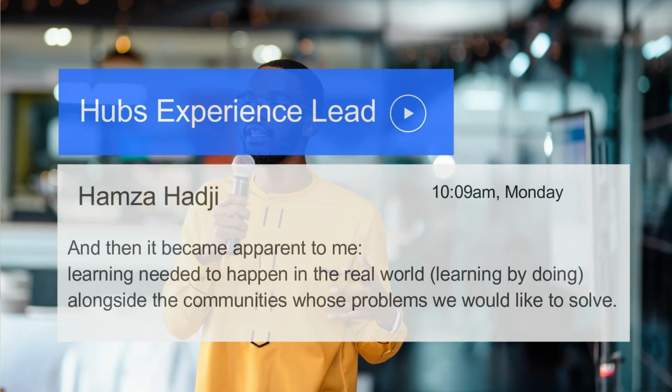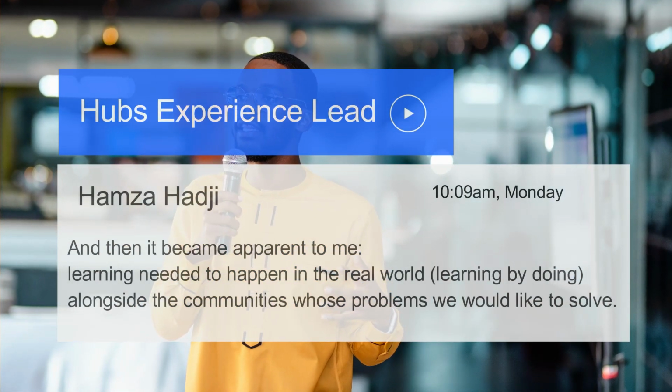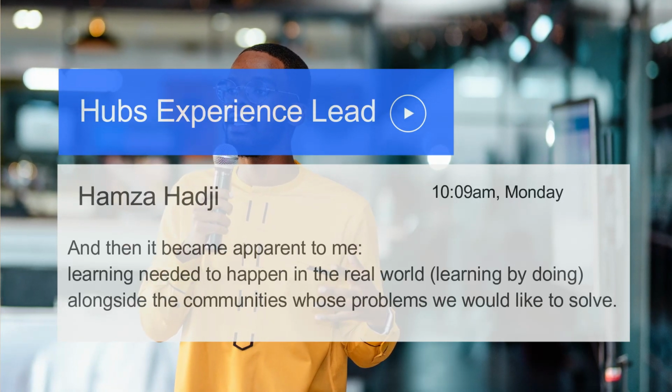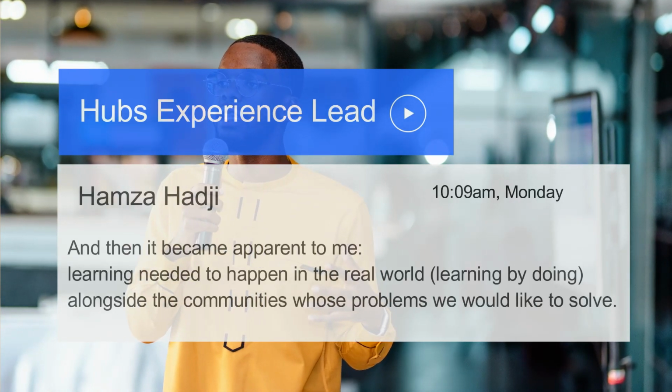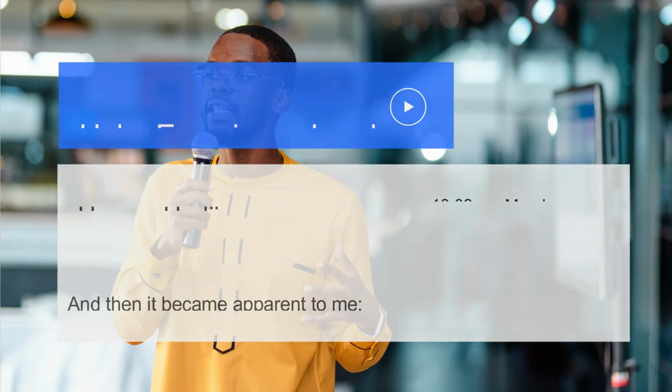And then it became apparent to me. Learning needed to happen in the real world, learning by doing, alongside the communities whose problems we would like to solve. At the end of the day, all of these endeavors have to do with people and the impact that we have on people through the education that we get, through the experiences that we acquire.